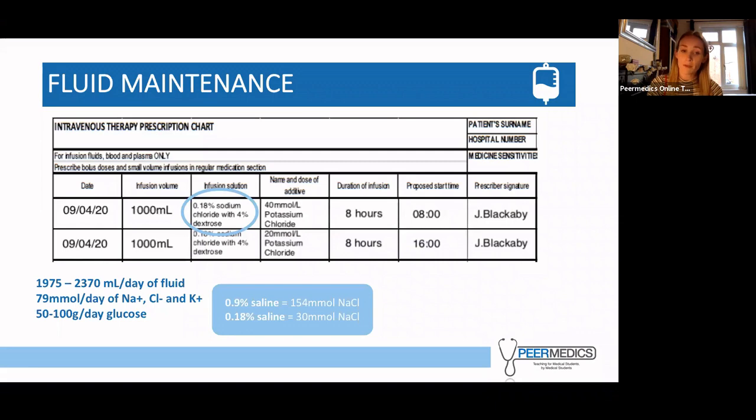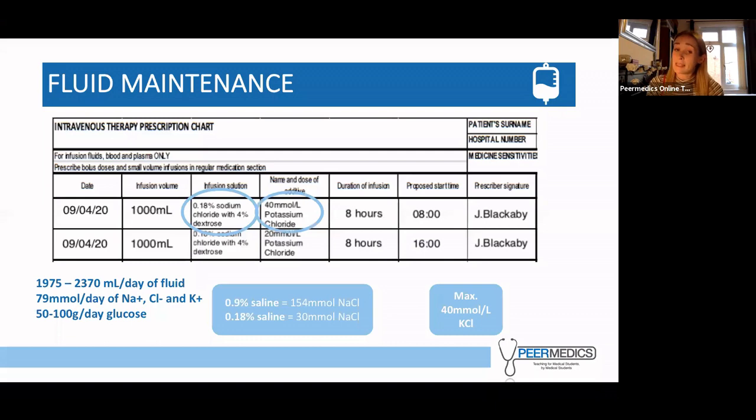So the 0.18% provides 30 millimoles. So if we give him 2 bags of that, we're giving him 60 millimoles of sodium, which isn't quite meeting his daily requirements, but it's almost there, and that will pretty much do for now. It's better to just give them a little bit less and make sure that they're okay rather than ram them full of fluids and make them overloaded.